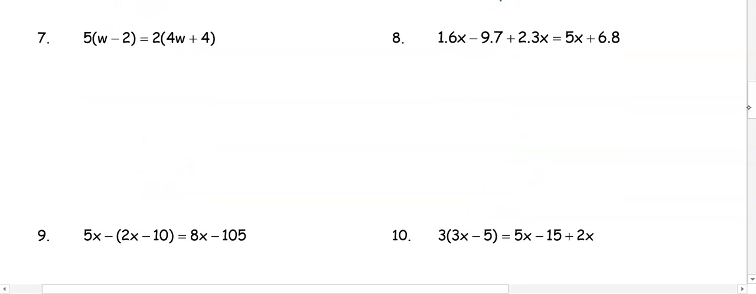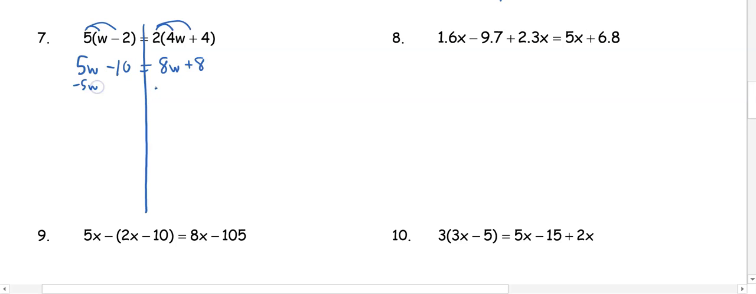In number 7, both sides have parentheses, so we're going to distribute to the left-hand side with the 5 and the right-hand side with the 2. So we get 5w minus 10 is equal to 8w plus 8. We're going to subtract 5w from both sides. Negative 10 is equal to 3w plus 8. We can subtract 8 on both sides. Negative 18 is equal to 3w. When we divide by 3, w equals negative 6.